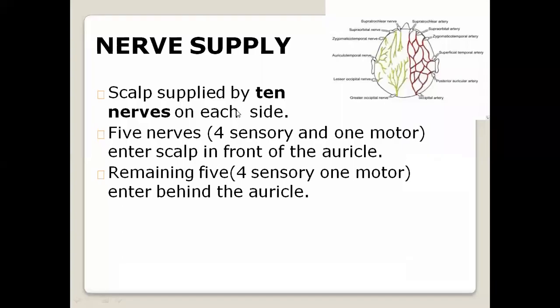Nerve supply of the scalp. So the scalp is supplied by 10 nerves on each side, each side meaning left side and right side. Okay. So take the auricle as the common point.